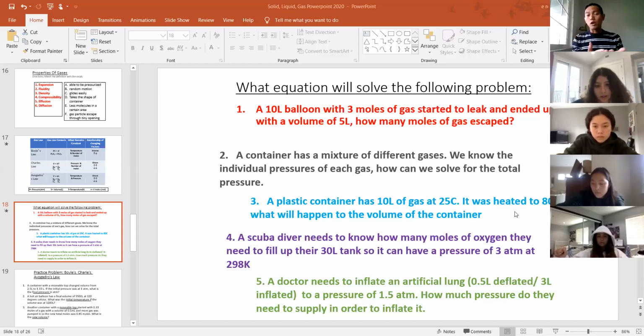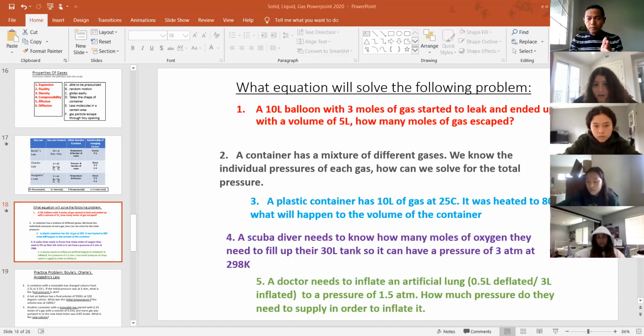This is pointing at Charles' law. V1 over T1 is equal to V2 over T2. And what's missing is V2. It says what will happen to the volume of the container. Charles' law, so if you're taking notes, keep in mind that the temperature has to be in Kelvin. The 25 degrees is given in this problem, and then whatever that change is, let me see if I can view the number and show you guys, 80 degrees.